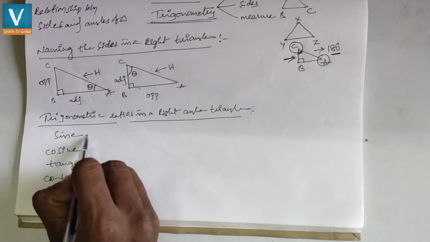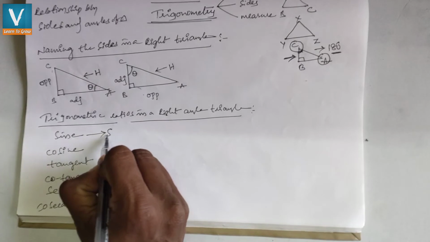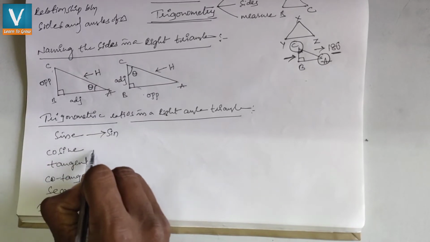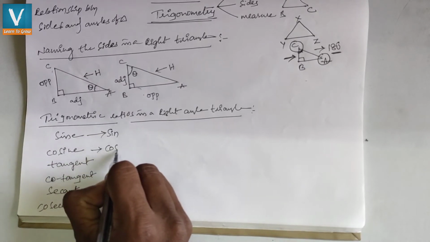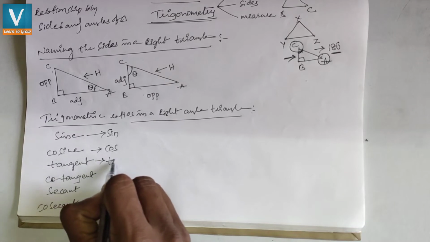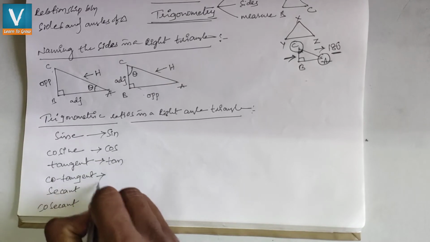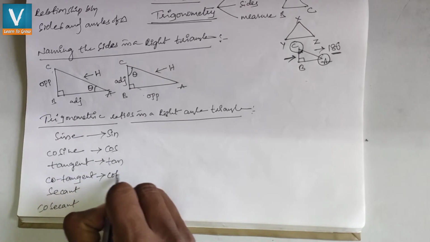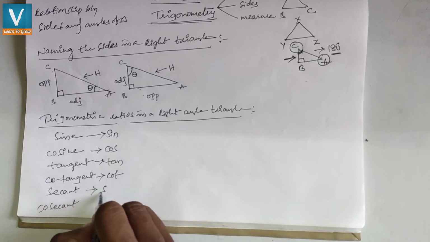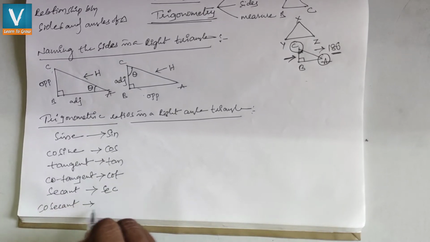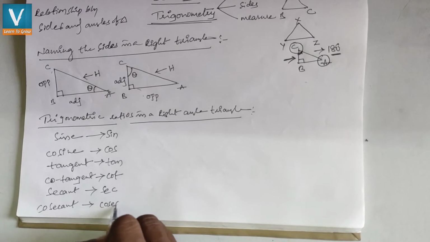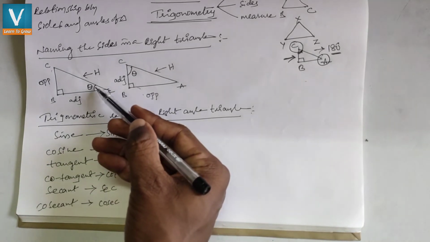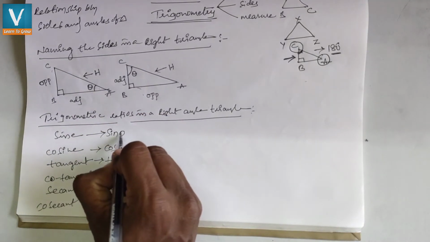If we write in short form, we indicate sine as sin, cosine as cos, tangent as tan, cotangent as cot, secant as sec, and cosecant as cosec. So the measure of the angle, what is it here? Theta. So I am writing it as theta here.